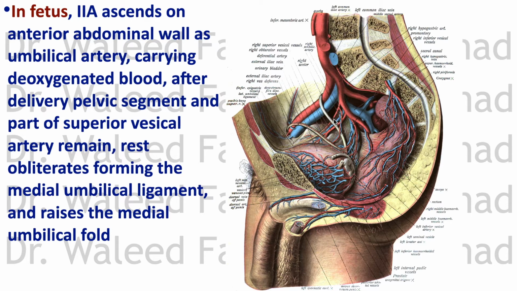After delivery, it becomes obliterated, and the obliteration goes to the superior vesical branch, proximal part. So this is the obliterated umbilical artery we were talking about, considered as a branch of the internal iliac, but it's an obliterated branch, has no blood flow in it. Remember, it raises the lateral umbilical fold.